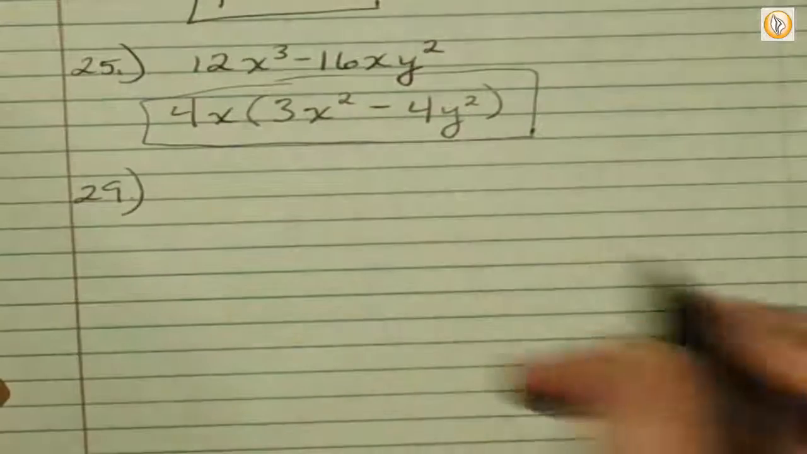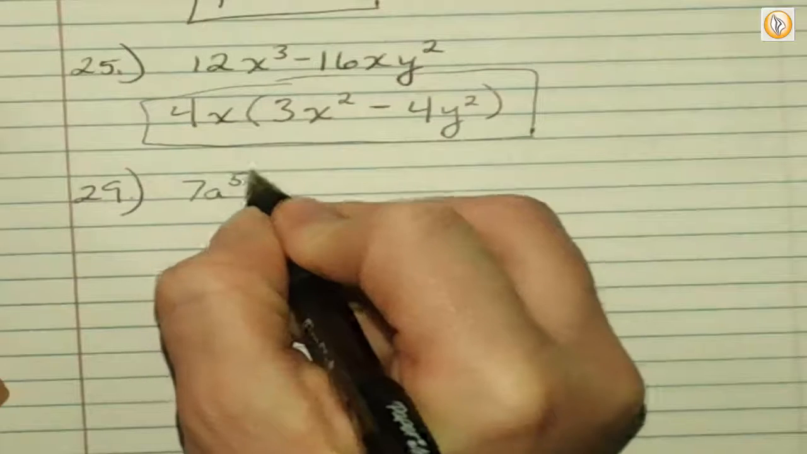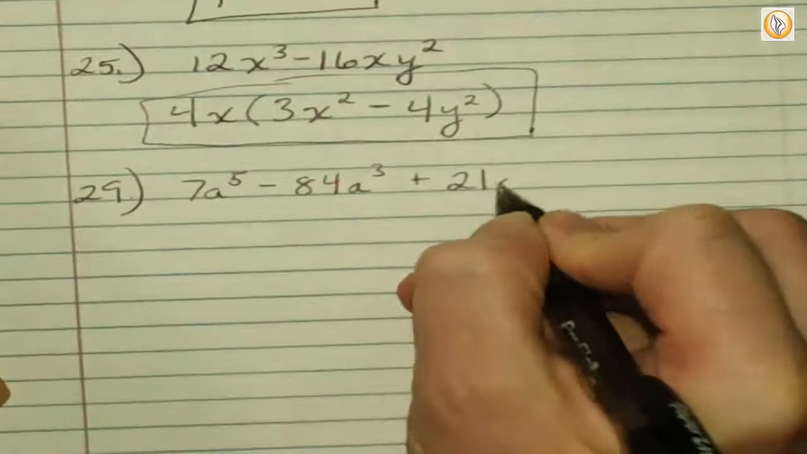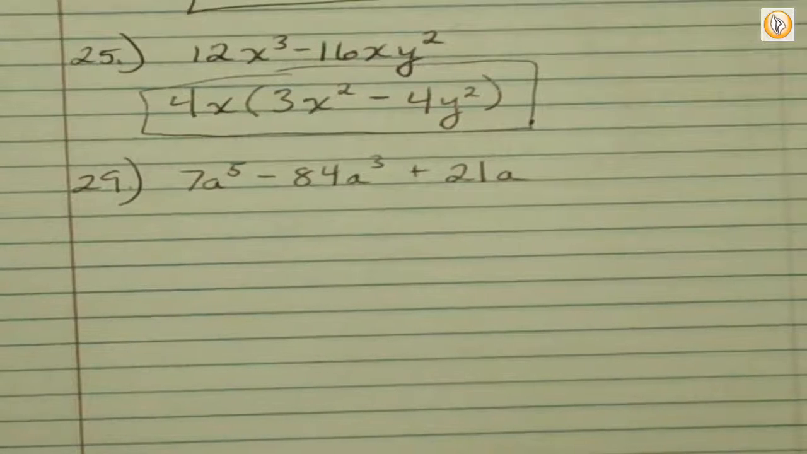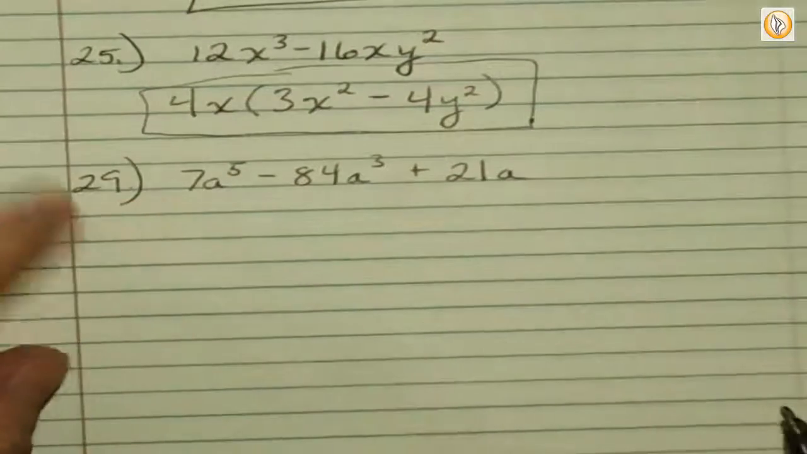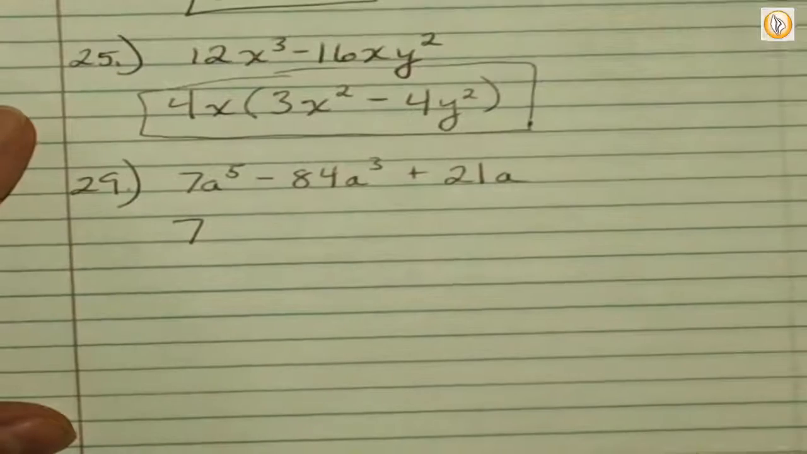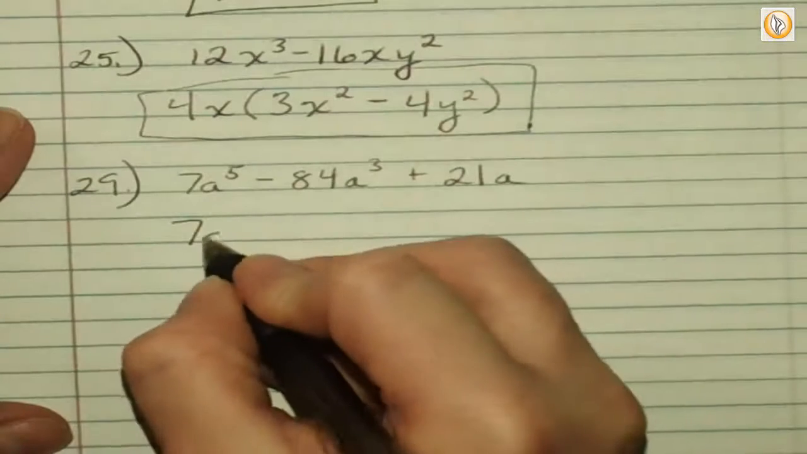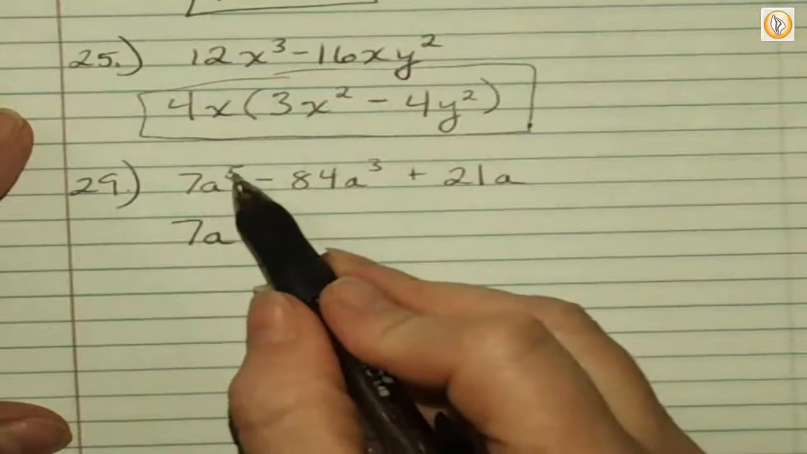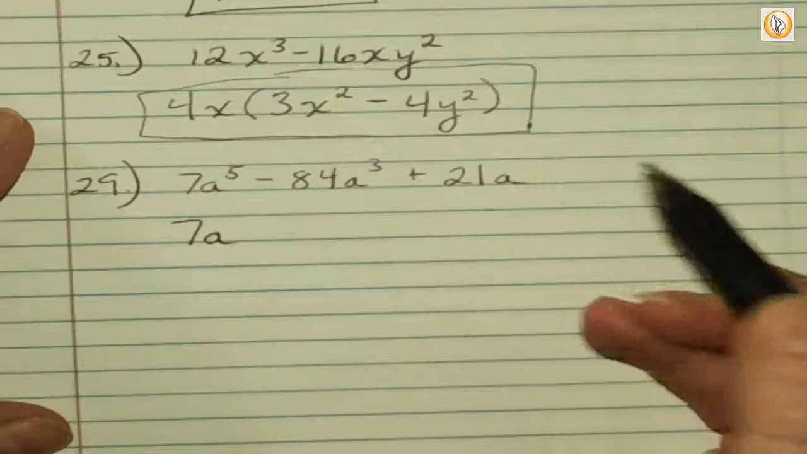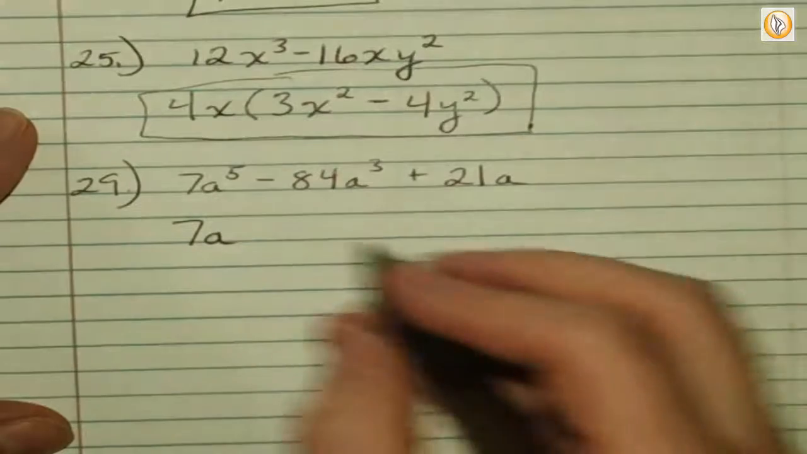29. 7a to the 5th minus 84a cubed plus 21a. Keith, you love answering. What is the biggest number that I can take out of all these? 7. There you go. Is there a letter that I can take out of all three? A. Very good. Because this is a to the 5th, a to the 3rd, and just plain old a. So just a to the 1 power is the largest that we can take out of there.